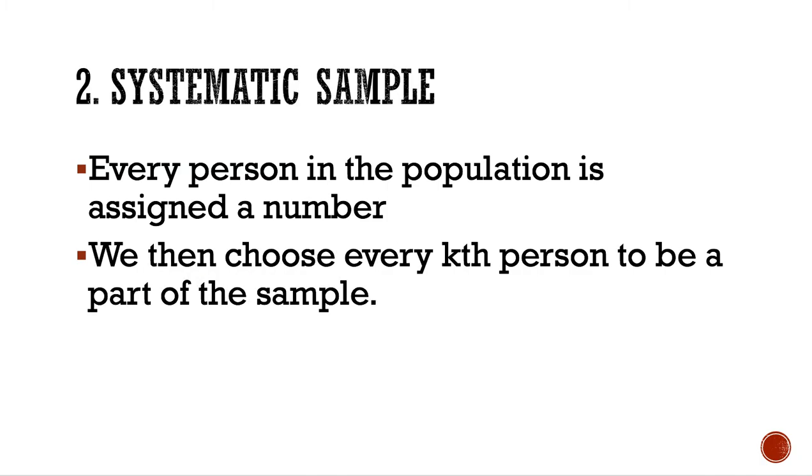We have a systematic sample, which starts off the same way. Every person is given a number, and then this is the one where you're choosing multiples to be a part of the sample. So you might choose every 3rd person in the list, or every 5th person, or every 100th person. There's some multiple being used, and those samples typically stand out fairly easily because of that multiple, 3rd, 5th, 100th, whatever the case may be.